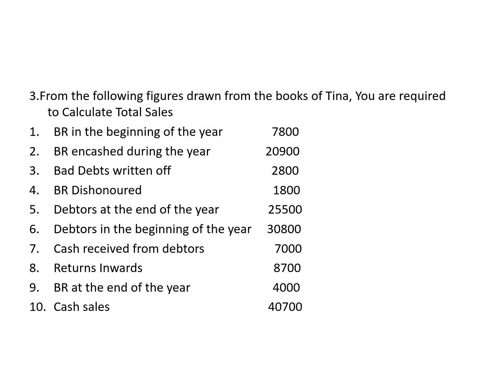The last item given is cash sales. We're not going to take cash sales anywhere in the BR or debtors account. Here, since they're asking us to calculate the total sales, this cash sales should be kept aside to add with the credit sales. Once we find out the debtors and BR account, we will find out what credit sales we get. That credit sales to be added to this cash sales, we will get the total sales.